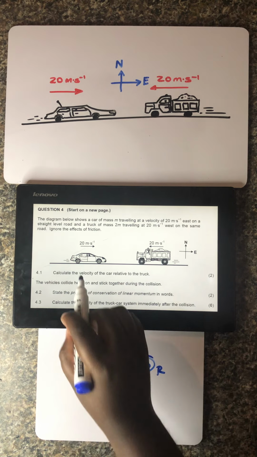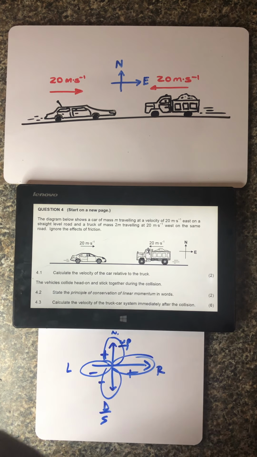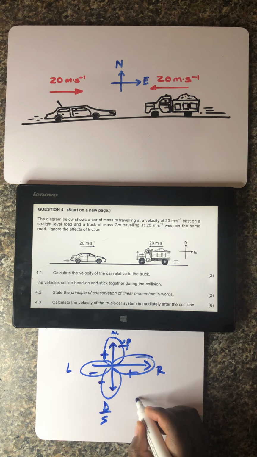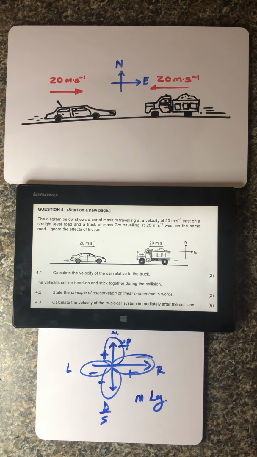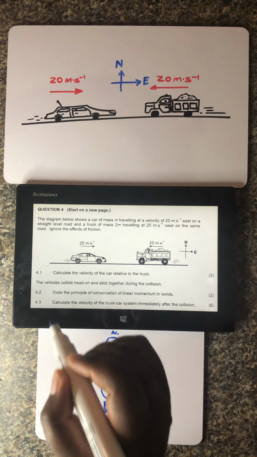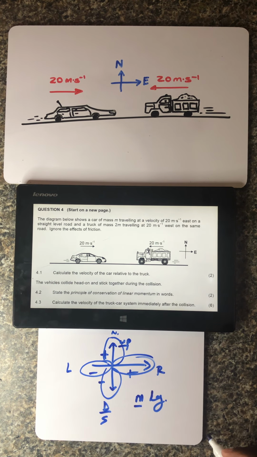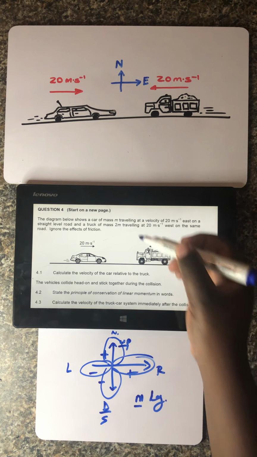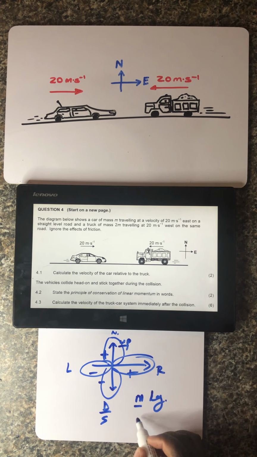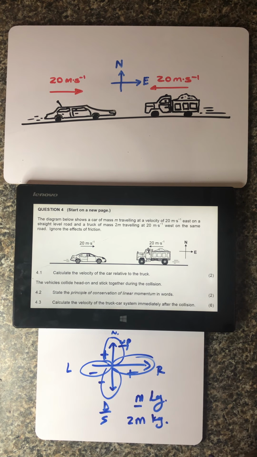Now, what is the mass of the car? It's 1 m, so it's just m kilograms. That m is the mass of the car in terms of m. Do not be confused if you're not given the exact value of the mass. The mass of the truck is 2 m kilograms. It's very, very much important that you fully understand the information that you're given.